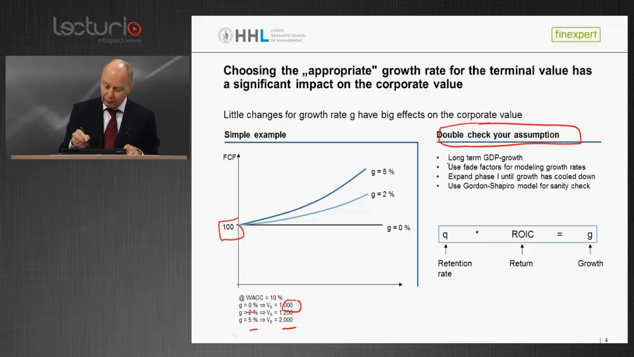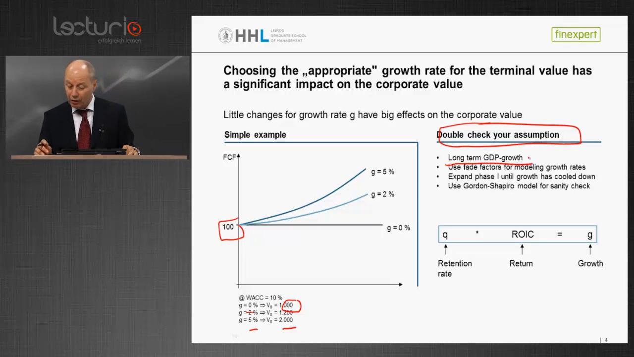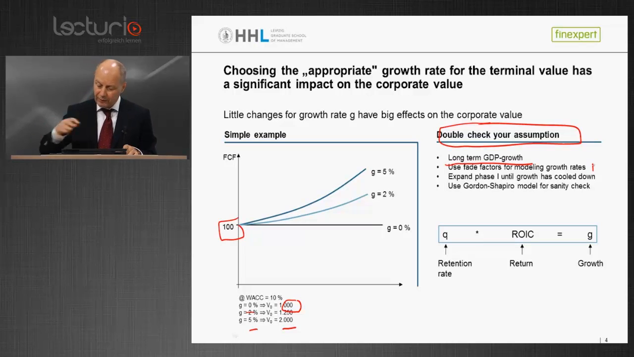You may double check by comparing your choice of G with the long-term GDP growth, for instance. Or if you have a firm that grows pretty fast over the first years of phase number two, you may use fade factors that decrease the growth rate annually over the years, and then you come to a moderate level of growth. Another way, if you have a high growth firm currently entering phase number two, is to simply expand phase number one over several years until the growth has cooled down to a moderate level.